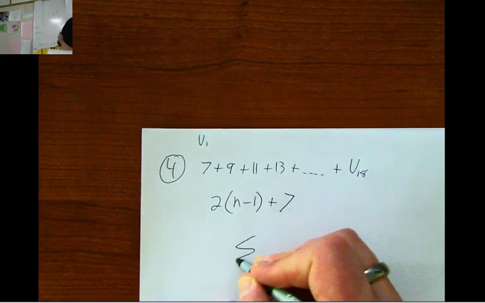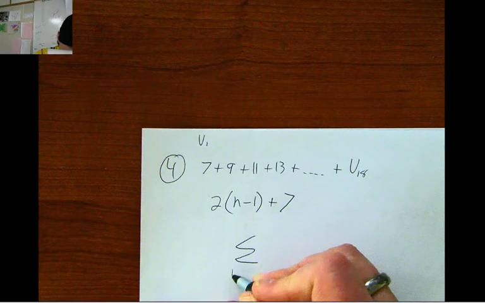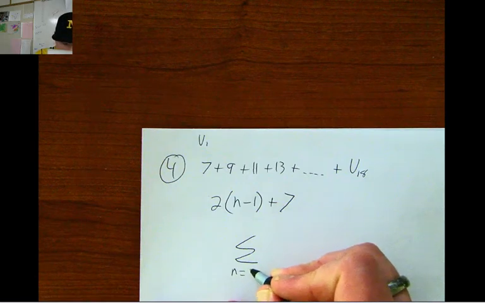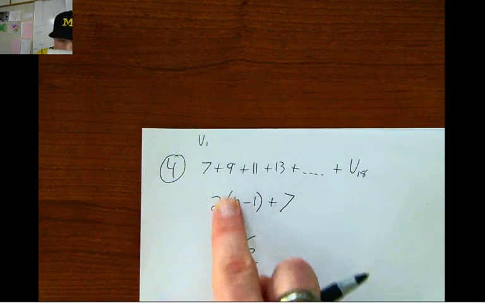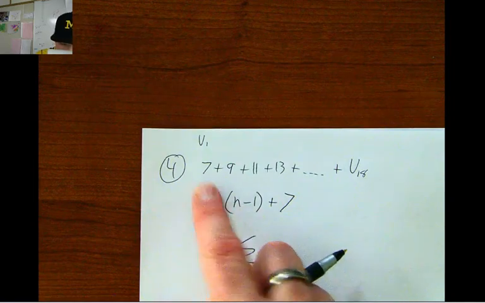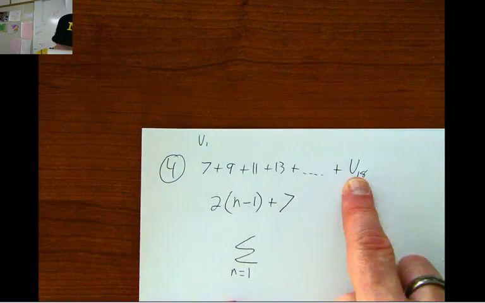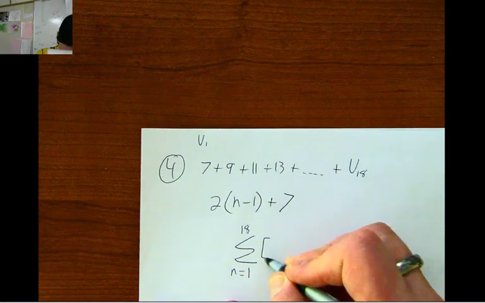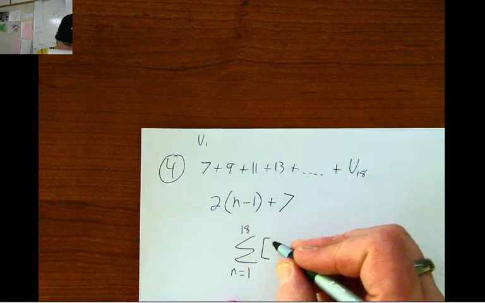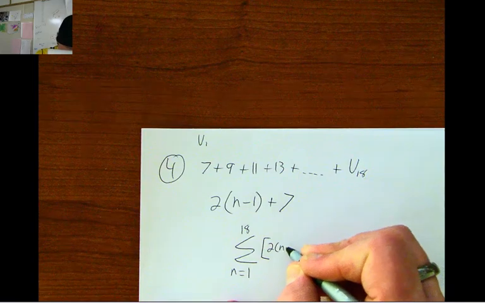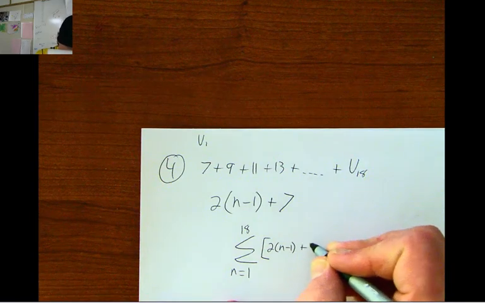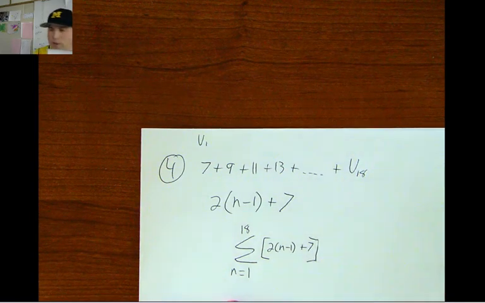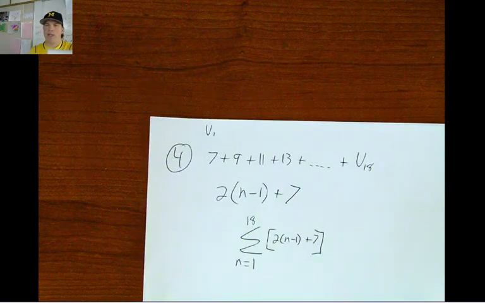So we're looking at sigma, n equals 1, because that's the first value we plugged into this equation to get a value of 7. And we're going to go all the way up to 18 of, and then you put in your equation. And it should be in its own set of parentheses, and because my equation has parentheses, I'll put it into a bigger bracket like that. That's number 4. I have one more example.